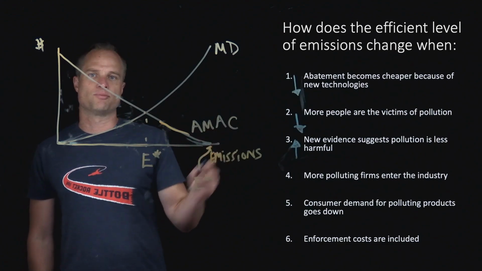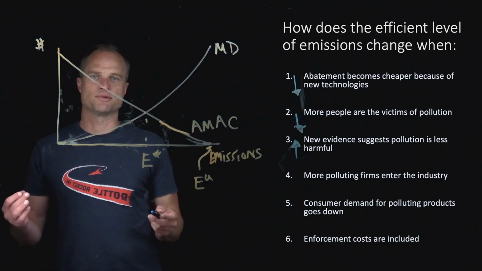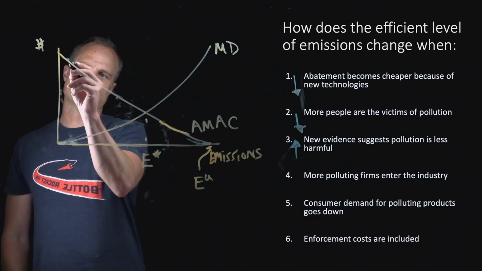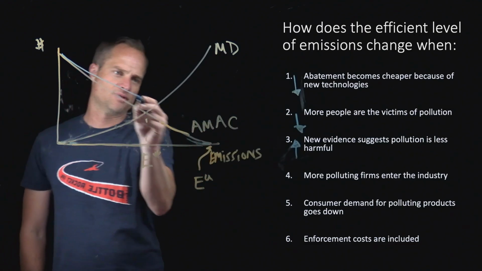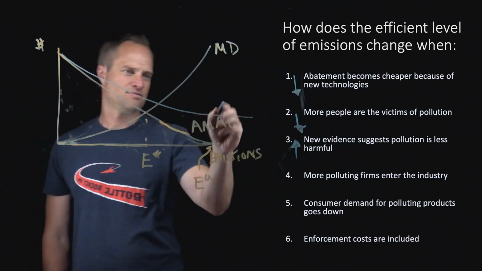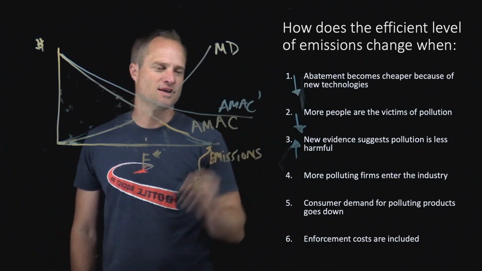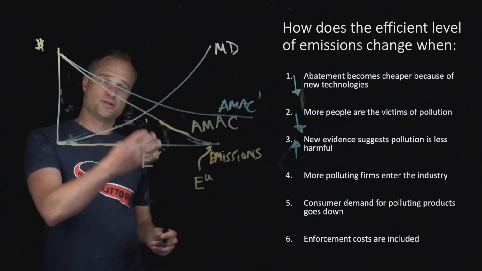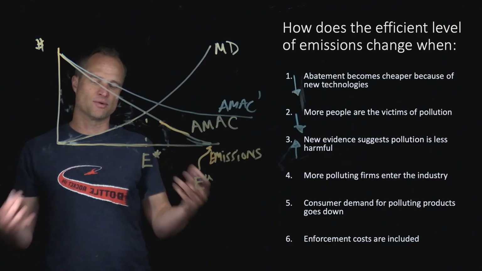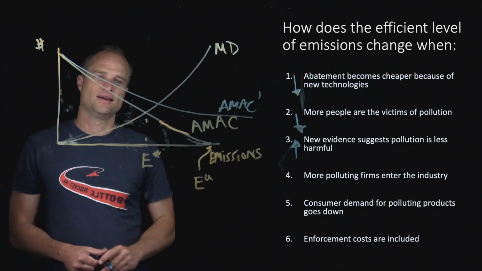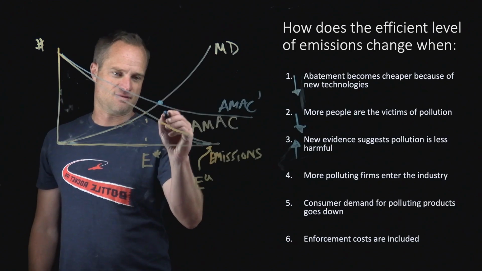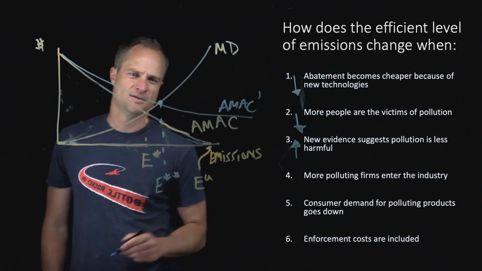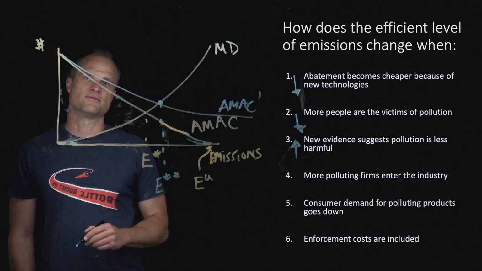So number 4, if more polluting firms enter the industry, what happens to the efficient level of emissions? Well, more firms is going to simply push out the AMAC, we call that AMAC prime. Right? Again, that marginal abatement cost is kind of that demand for emissions. More firms, it's just like what happens when you have more consumers in the market. What happens to demand? It shifts out to the right. And so this, at least in our stylized model here, is going to increase the efficient level of emissions.